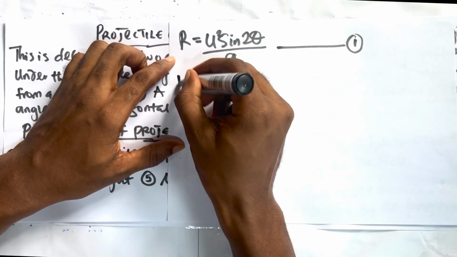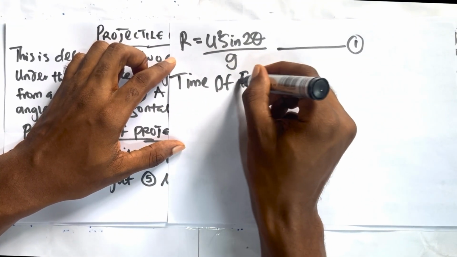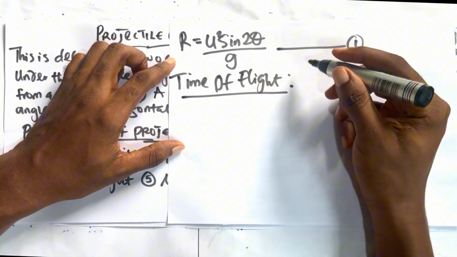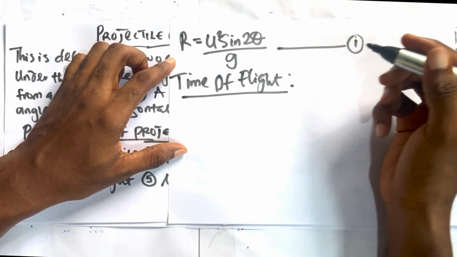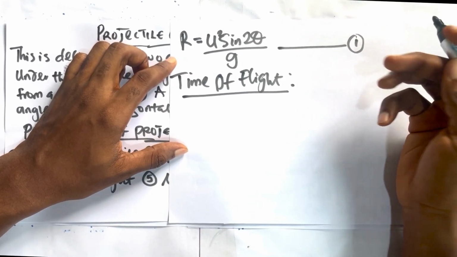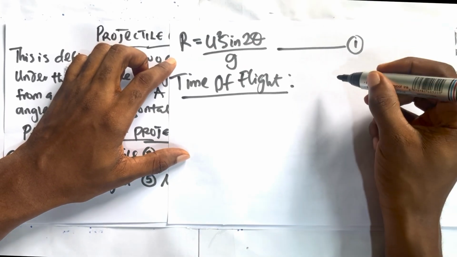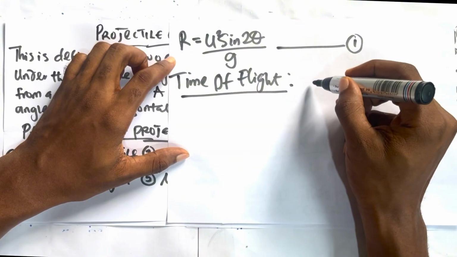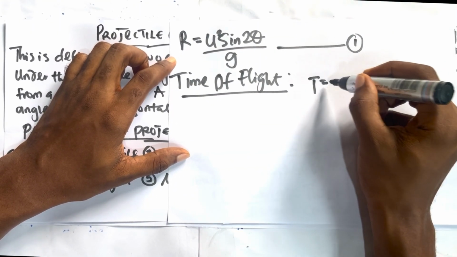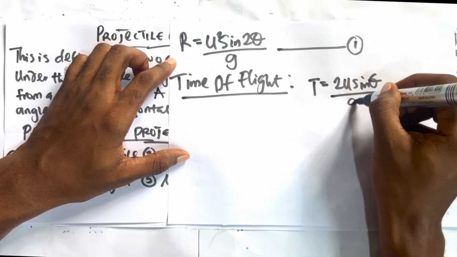Now we have the time of flight. The time of flight is the time required for the projectile to reach its maximum height and then return to the plane of the projectile. Mathematically, this can be given as T is equal to 2u sine theta all over g.